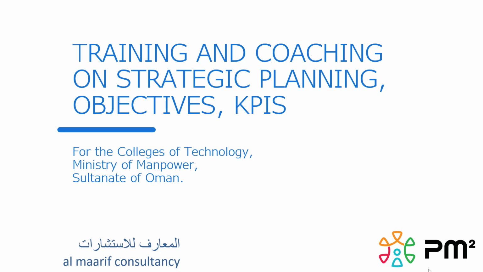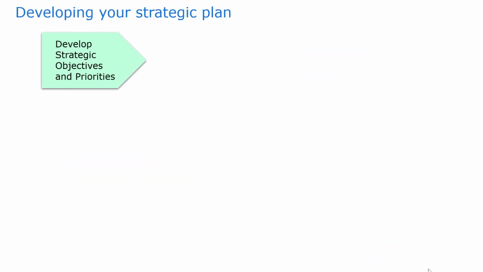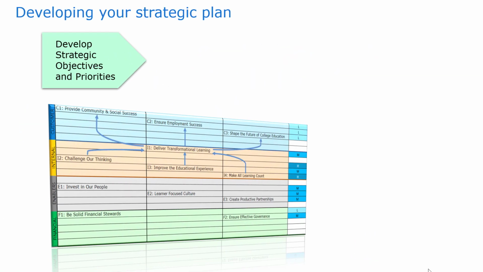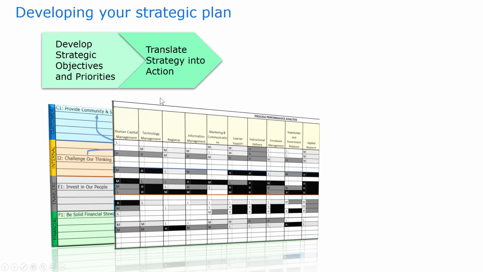The workshop itself is going to be taking you through a sort of a five-step journey. We'll be helping you develop your strategy map, which identifies your strategic objectives and their priorities. From there, for each objective, we'll be translating that into action. So for each objective, identifying how each of your core processes impact strategic success.